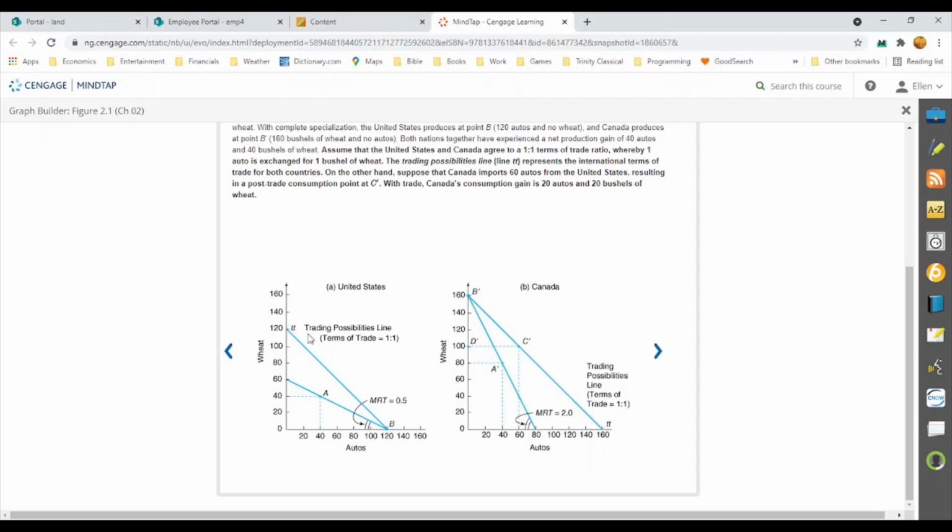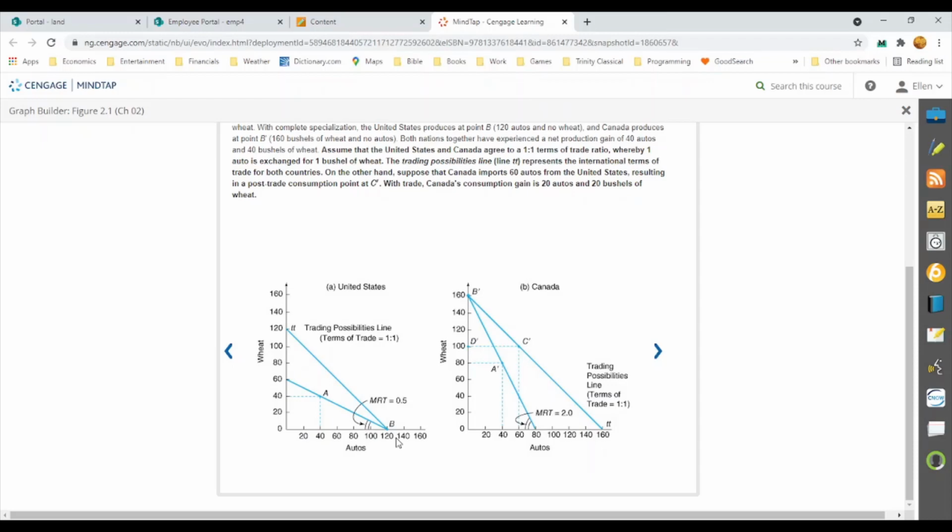And so what they're saying is you can essentially draw in a new line that they are calling the trading possibilities line. So given that the US has got 120 autos, they can send one auto and get a bushel of wheat, one auto and get another bushel, because that was the terms of trade we simply assumed. And so ultimately they're going to be willing to export autos. The US will export autos up to the point where they don't have fewer autos than they would have had with no trade.